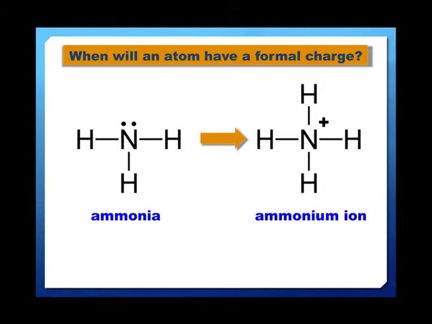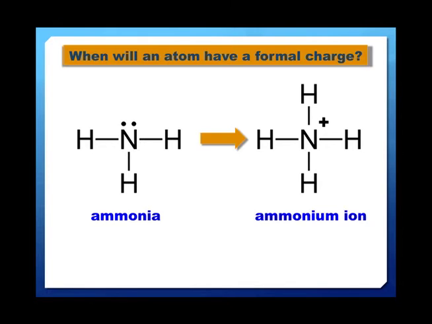If an ammonia molecule behaves as a base and picks up a proton, it will become the ammonium ion, in which the nitrogen has a formal positive charge. How can we look at a structure and be sure we know the charge on each atom?